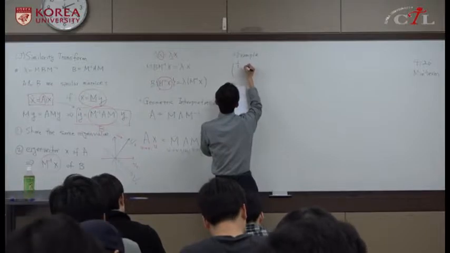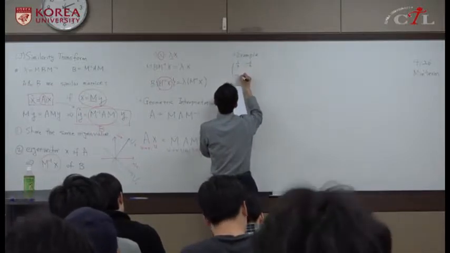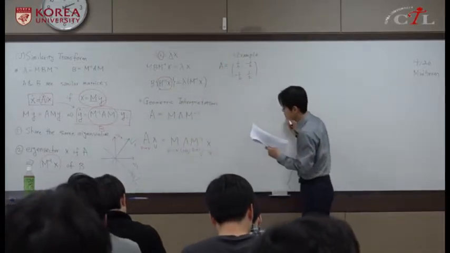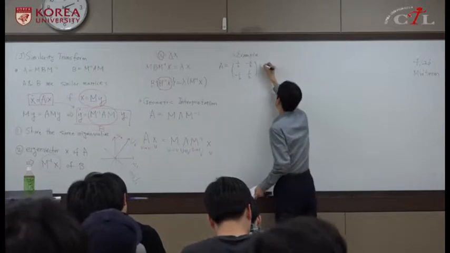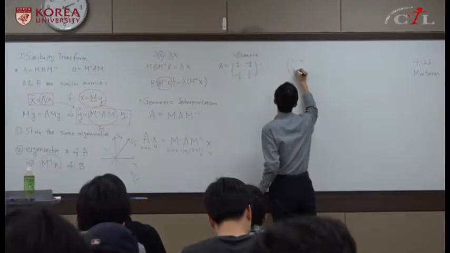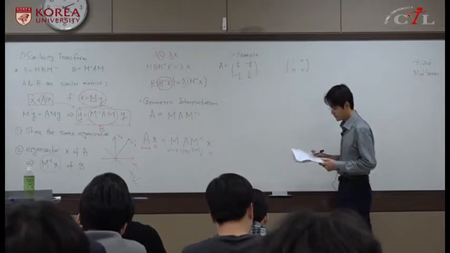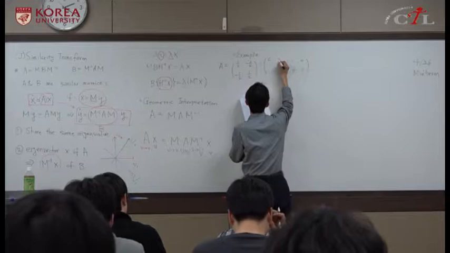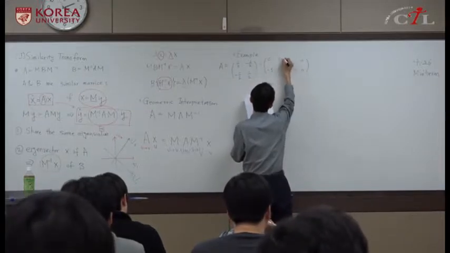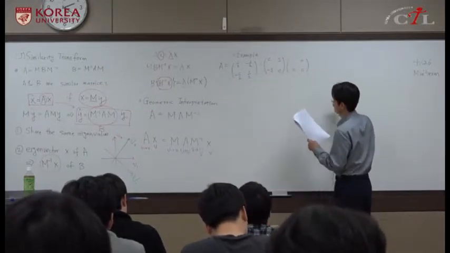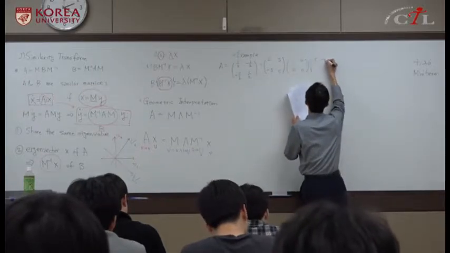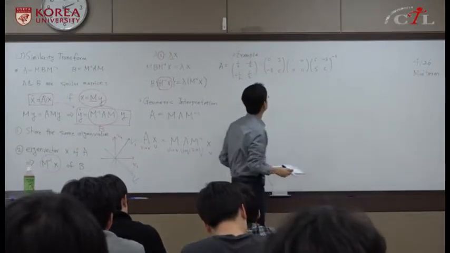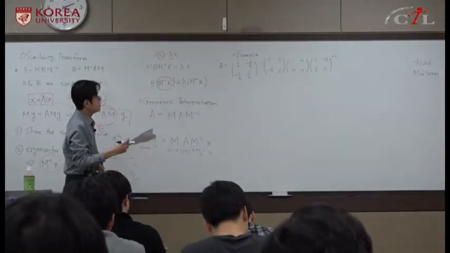Okay, example. A is 1, 2. This is A. And if we calculate the eigenvalues, one is 1 and the other is 0. So this is lambda. And we get cosine 45, sine 45, minus sine 45, cosine 45, and the inverse of that. So this matrix can be decomposed like that.